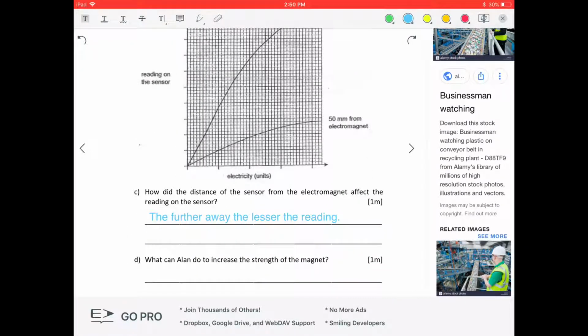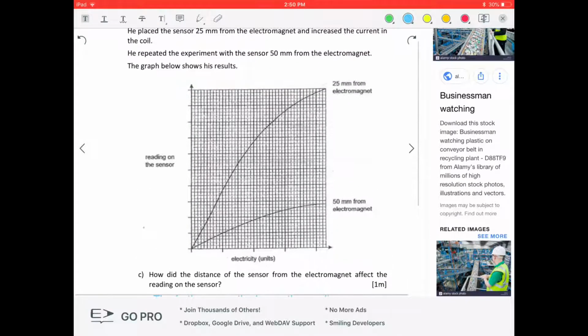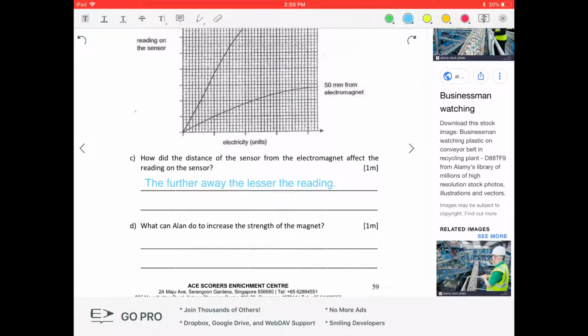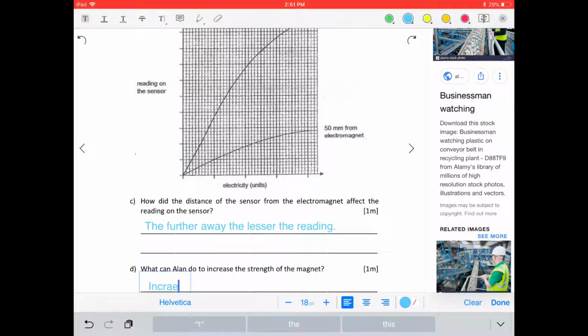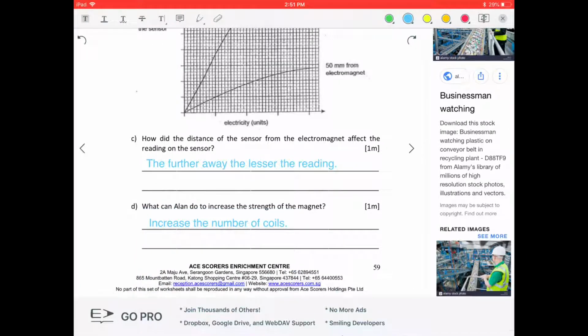Next. So what can Alan do to increase the strength of the magnet? This is an electromagnet, right? You want to increase the strength, what can you do? Increase the number of coils. Okay, actually what else can you do? Add more batteries. Yeah, make it more powerful.